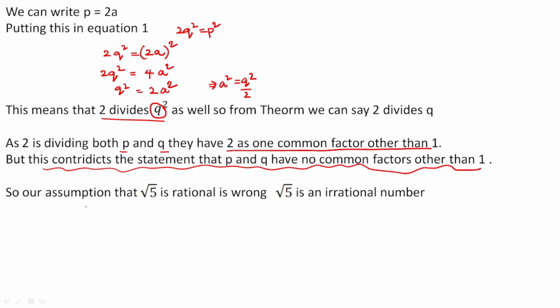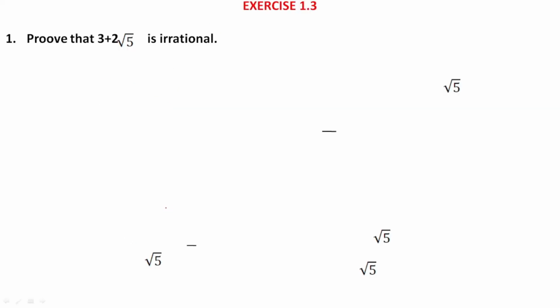This same procedure can be used to find out whether any number is irrational. Root 2, root 3, root 7, and so on can be substituted. In the place of root 5, you consider root 2 and continue with the same steps to prove that the number is irrational. I hope you understood how to find out whether a number is irrational or not. Let us look at some of the exercise questions now.